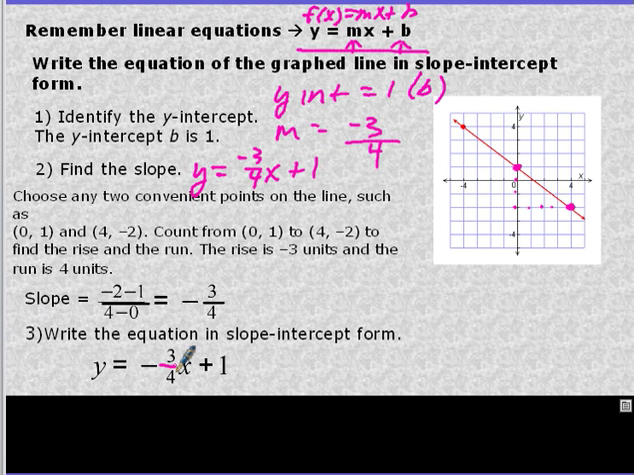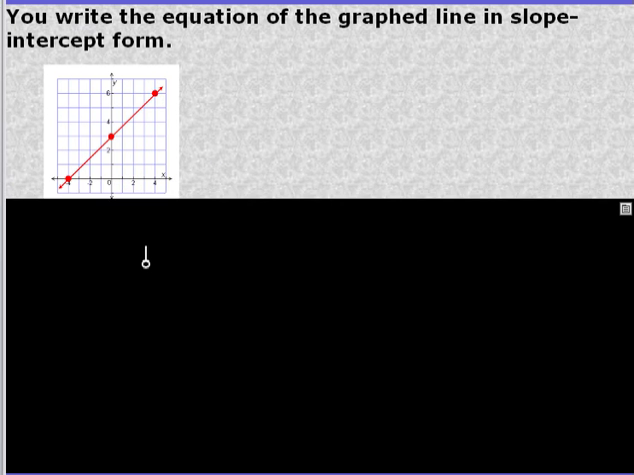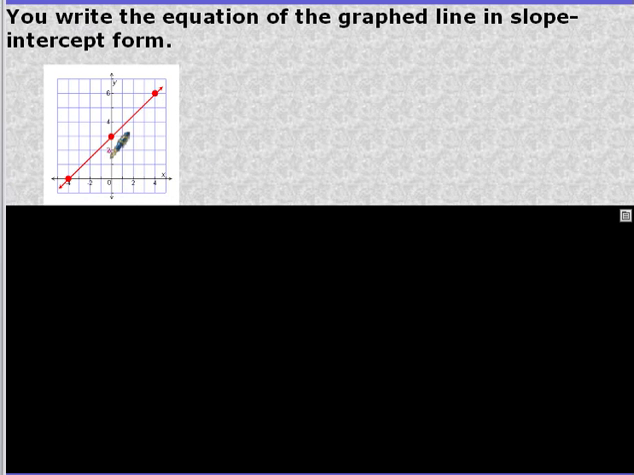Okay, so one for you to try. For this graph, and these are a little hard to read, this is 2, 4, 6, 2, 4, 0, negative 2. So go ahead and try that one.